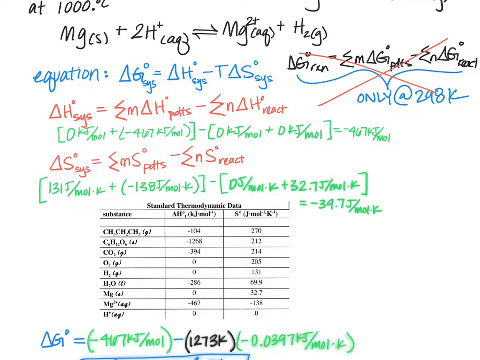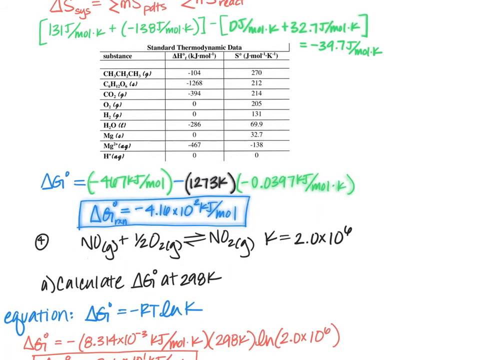I'm going to do the same thing for delta S. So delta S of the products minus delta S of the reactants. The only thing that you don't see here is any coefficients being multiplied by these values, because the only place that I have a non-1 coefficient is here with my H+ ion. And notice when I'm looking at H+ ion, both of these values are 0, so I don't need to multiply it by 2 here or here because it would still give me 0. So what I got for delta S of the system is negative 39.7 joules, again, notice the units, joules per mole Kelvin.